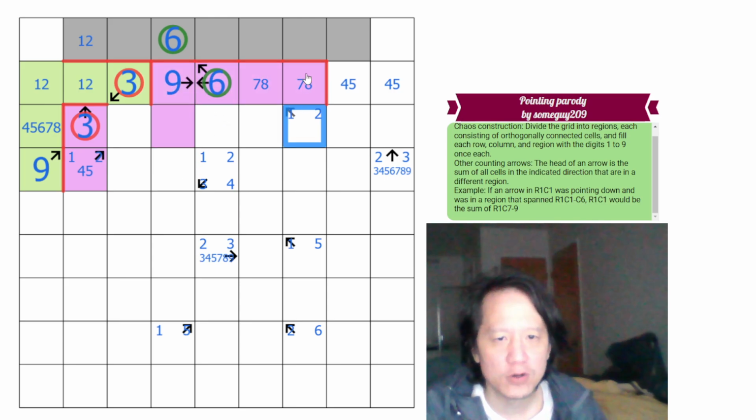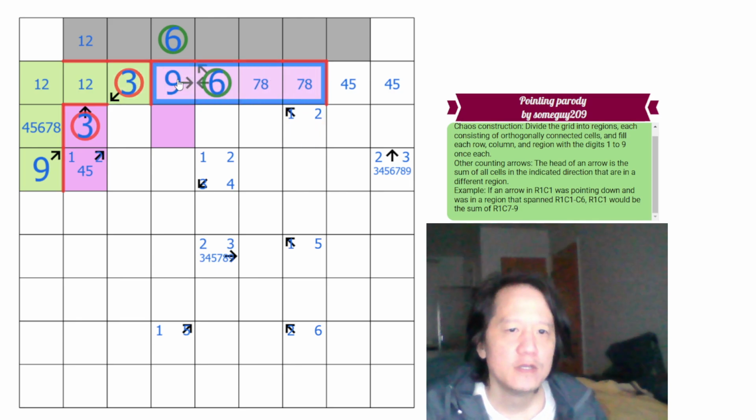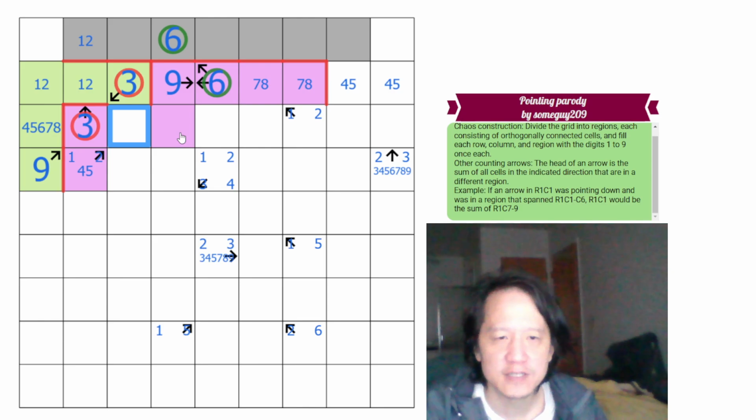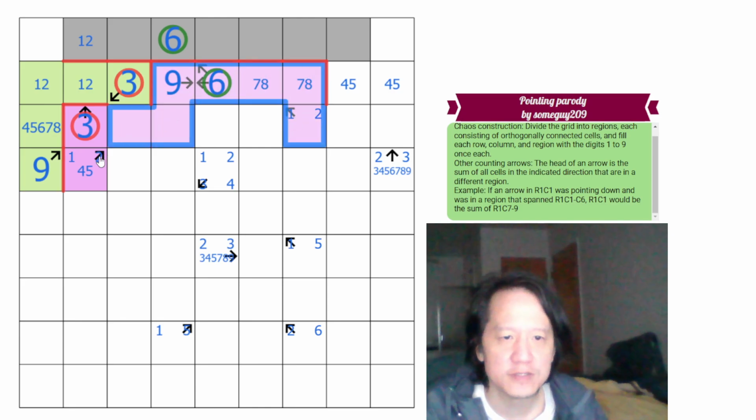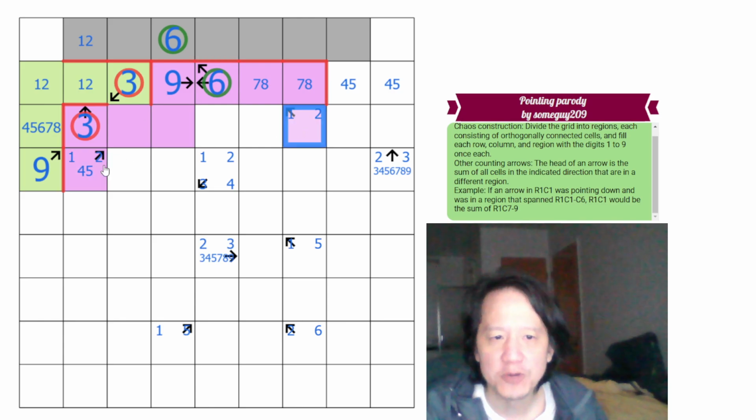If this was part of the pink region, this would have to be... We have 5 here. This would be 6. This is 7, 8. There's only one cell remaining in the pink region. Therefore, it would have to go here. But then these would be pointing to the same cell, and they would have to be the same number, which is not allowed. Therefore, this cannot be part of the pink region. This is part of another region.